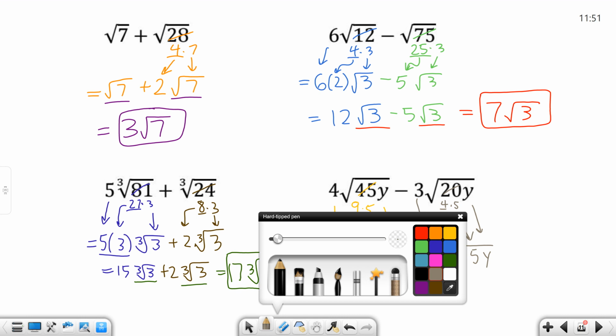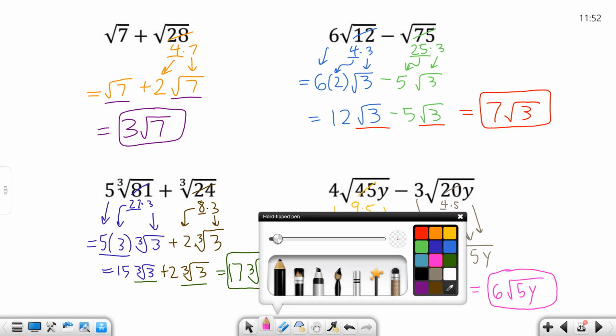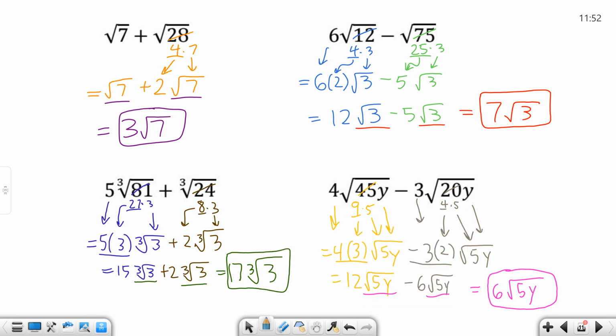And now I determine, do I have like terms or not? Square root of 5y, square root of 5y. So guess what? My answer is going to have square root of 5y. And then 12 minus 6 is 6. So 6 square roots of 5y. All right? 6 square roots of 5y is our final answer there.